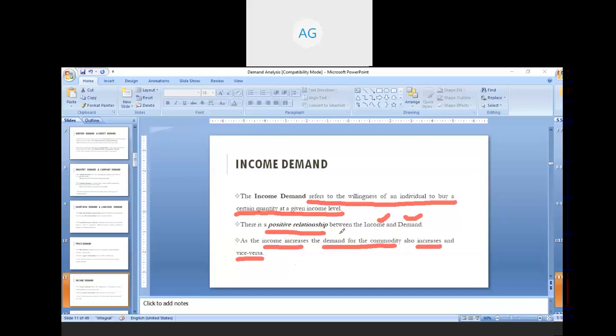So you must remember the price demand and the income demand with these relationships: the price demand deals with the negative relationship and the income demand deals with the positive relationship. So moving to the next slide.